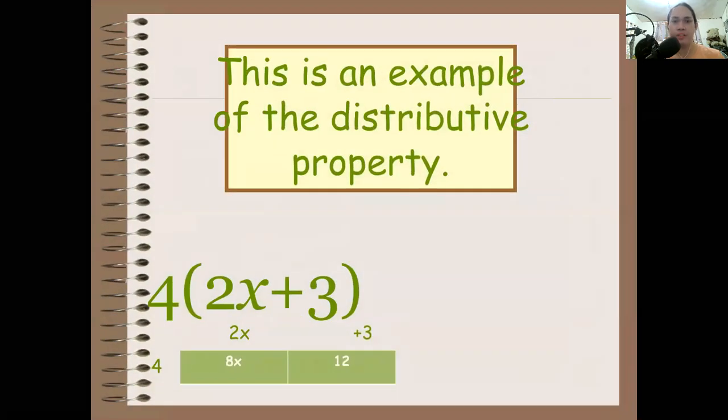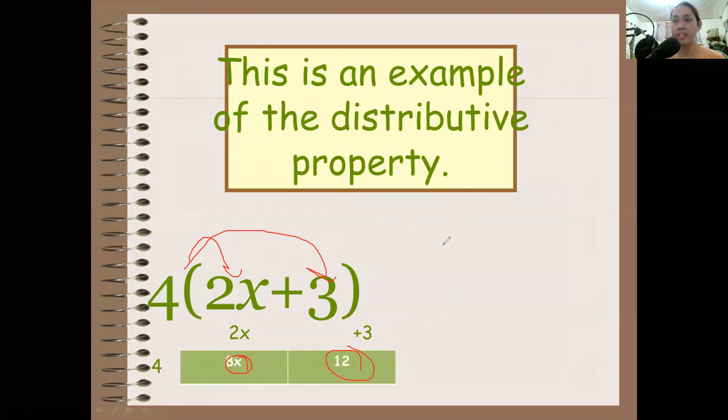This is an example of the distributive property. As you can see, we distribute 4 times 2x, this one, sorry, for a while. Okay, I have to annotate. So this one, 4 times 2x, that gives us 8x. 4 times 3, that gives us 12.